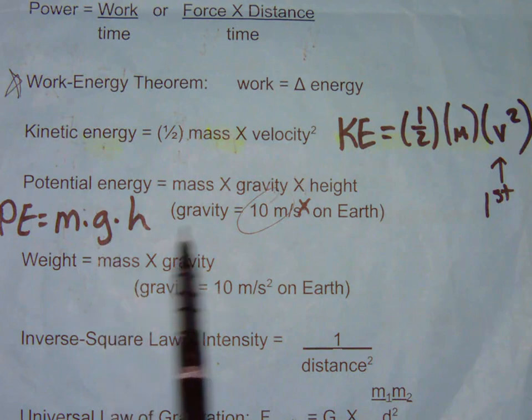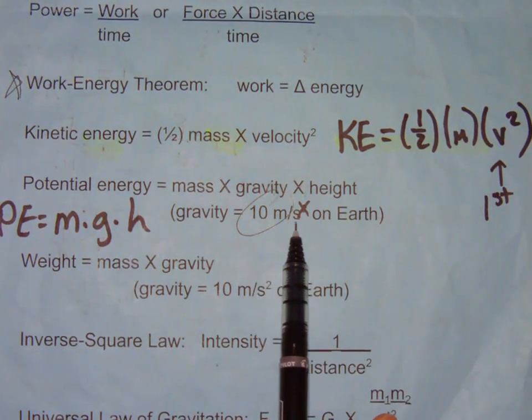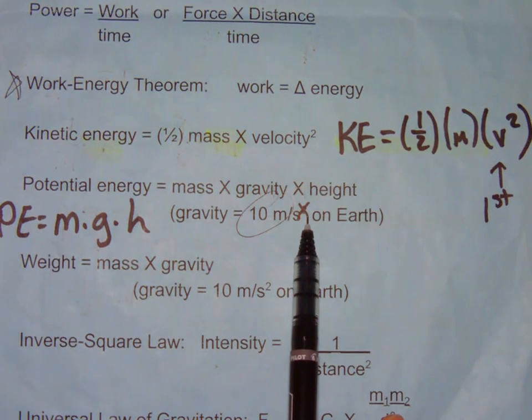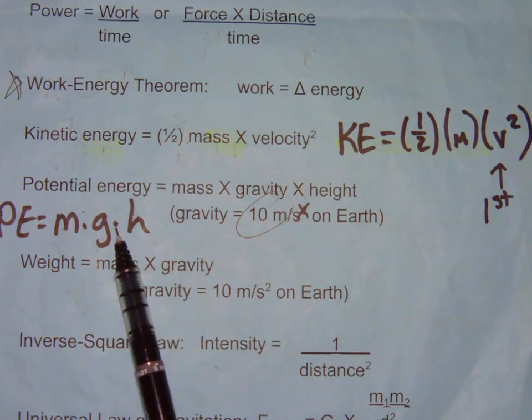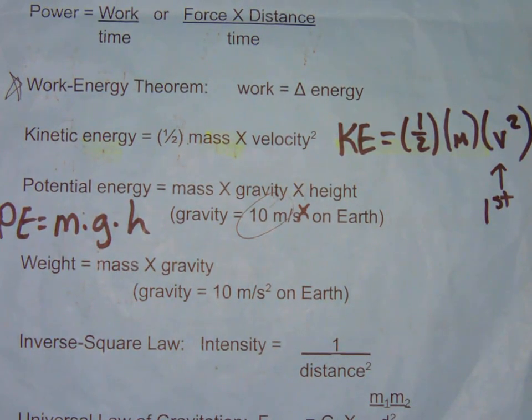Remember, anytime you use gravity, we do not square the 10. Just Earth's gravity is an acceleration. That's why it's s squared. So I'm not crossing that off because it's inaccurate. I just crossed it off to remember that you don't square the 10. We just substitute a straight 10 here if we are on Earth.